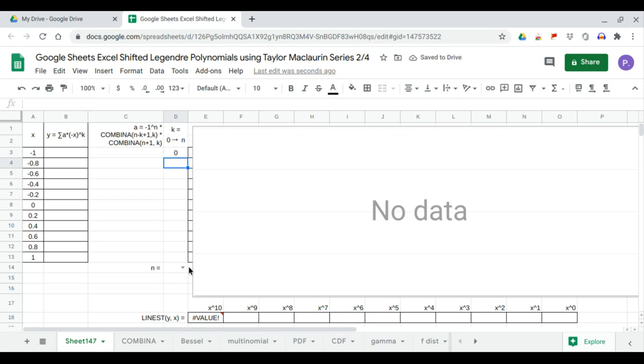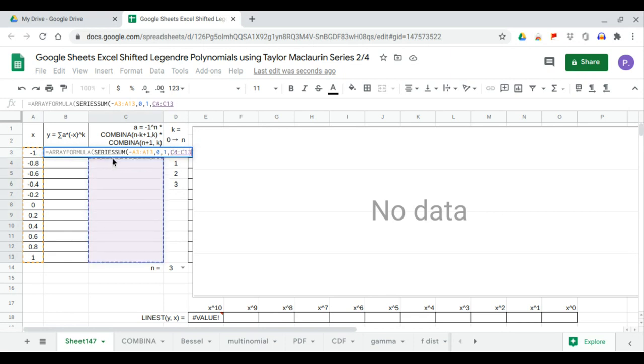So that at n equals 0, k equals 0, n equals 1, k equals 0, 1, n equals 2, k equals 0, 1, 2, n equals 3, k equals 0, 1, 2, 3. And the Taylor-Maclaurin series sum expansion will be Array formula, series sum of the minus x, that's minus x raised to the power k, which starts from 0, incremented by 1, and the coefficient a will be this range.